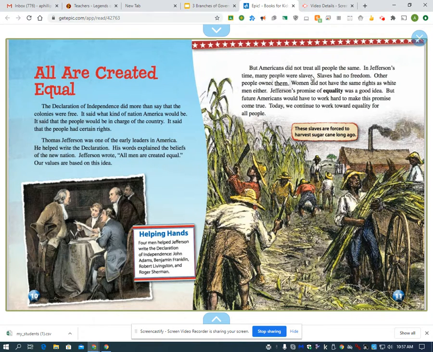But Americans did not treat all people the same. In Jefferson's time, many people were slaves. Slaves had no freedom. Other people owned them. Women did not have the same rights as white men either. Jefferson's promise of equality was a good idea, but future Americans would have to work hard to make this promise come true. Today, we continue to work towards equality for all people.